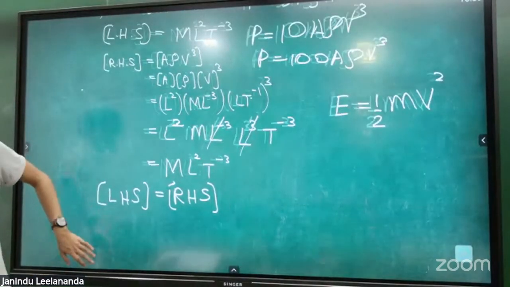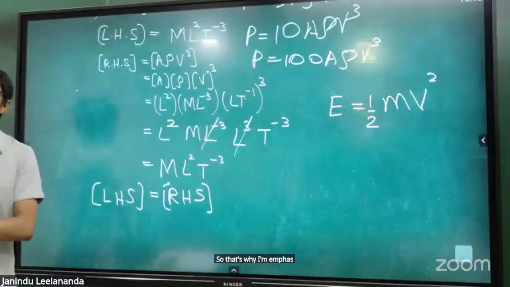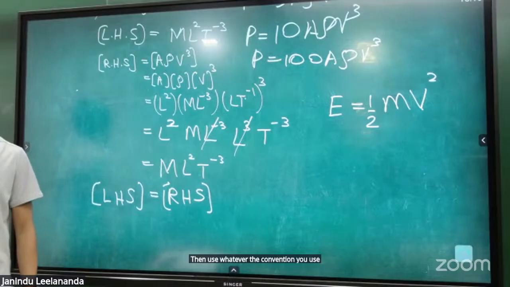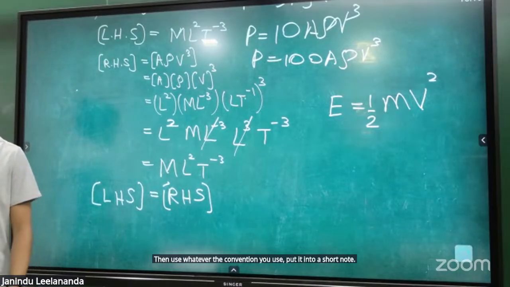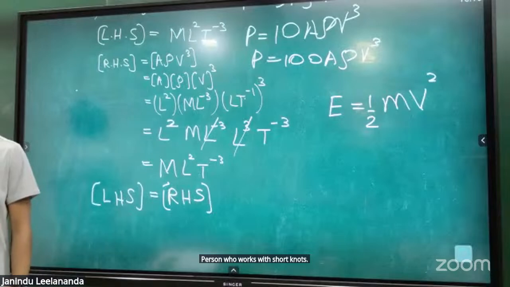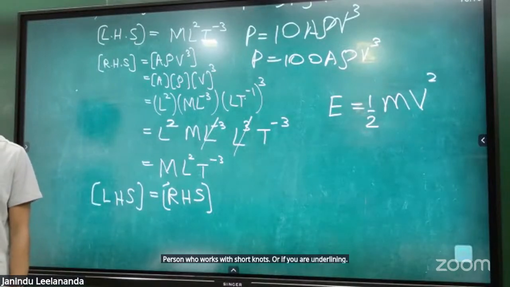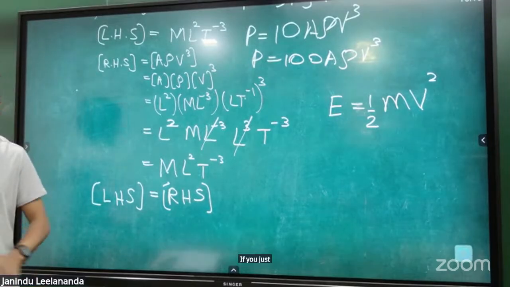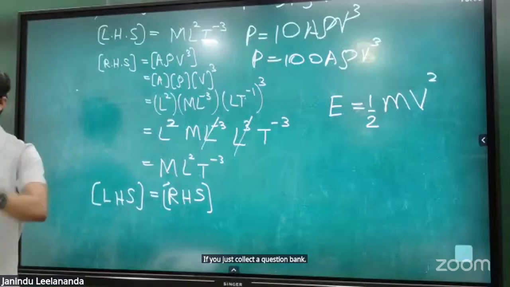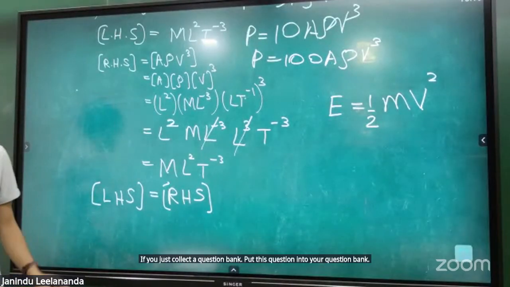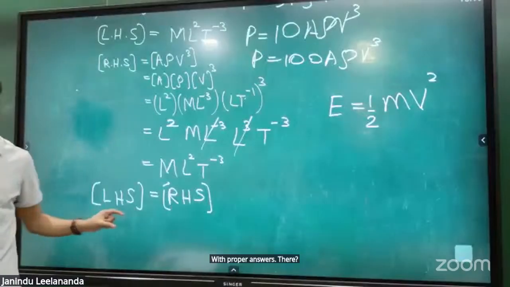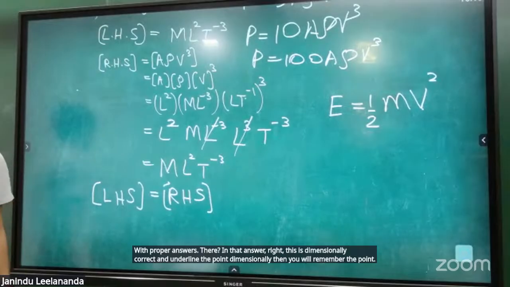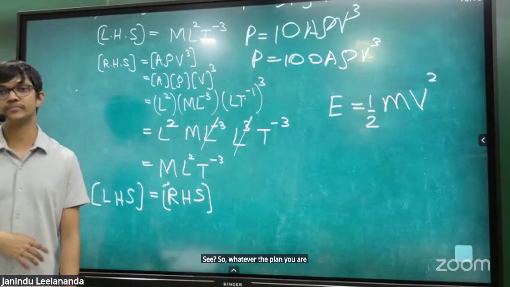So that's why I'm emphasizing these facts. Then you have to know, okay, this is important. Then use whatever convention you use. Put it into a short note if you are a person who works with short notes. Or if you are underlining, choose the proper color and underline. If you are highlighting, choose the proper color and highlight. If you just collect a question bank, put this question into your question bank with proper answers. In that answer, write this is dimensionally correct and underline the point dimensionally. Then you will remember the point.